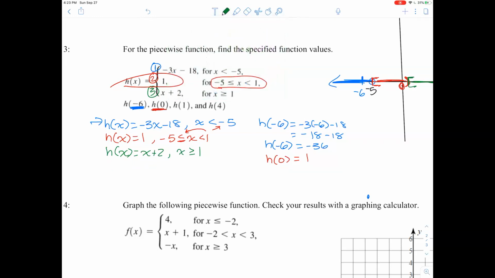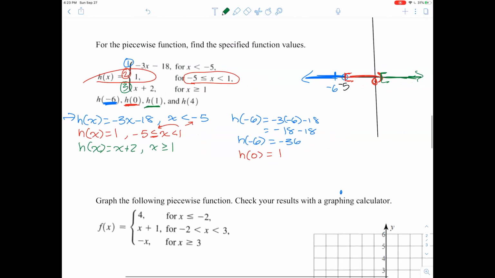It says find h of 1. So that has to belong to the third piece of the function, because that's defined on the domain for x greater than or equal to 1. So I'm going to plug it into my green function here. So h of 1 is equal to 1 plus 2, because I'm plugging it into this function here. So h of 1 equals 3. All right, I'm going to go back and do some highlighting here.